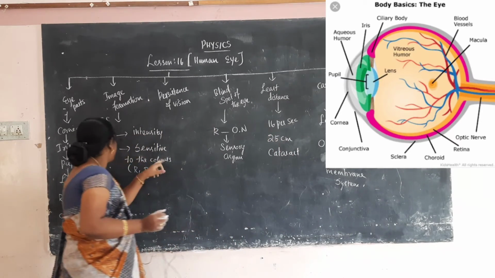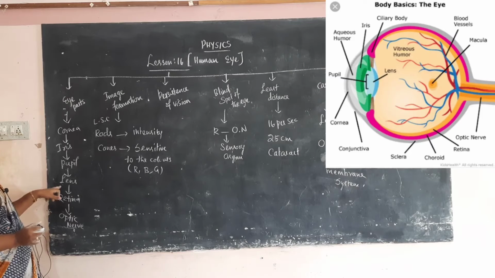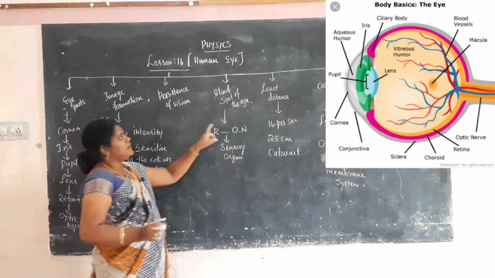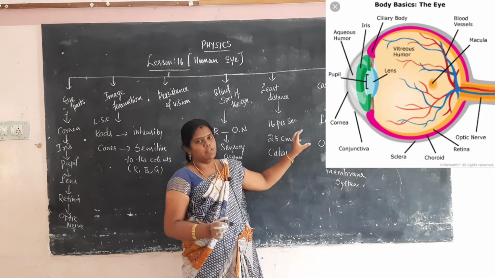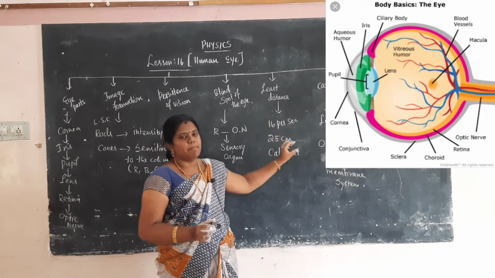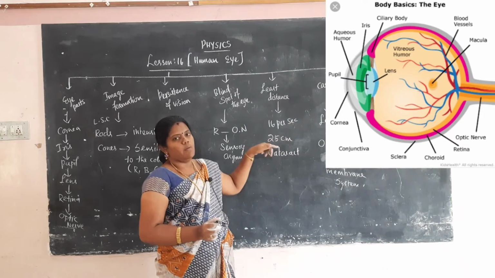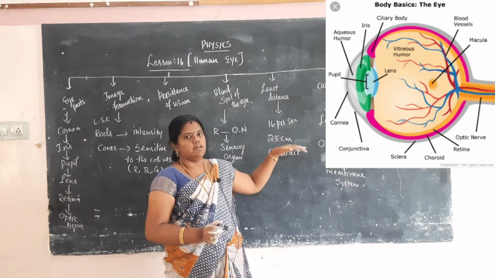Okay, the second one is the iris, and the third one is the pupil. The pupil is the center of the eye. The pupil lies in the center part of the eye. Light enters the eye only through the pupil.